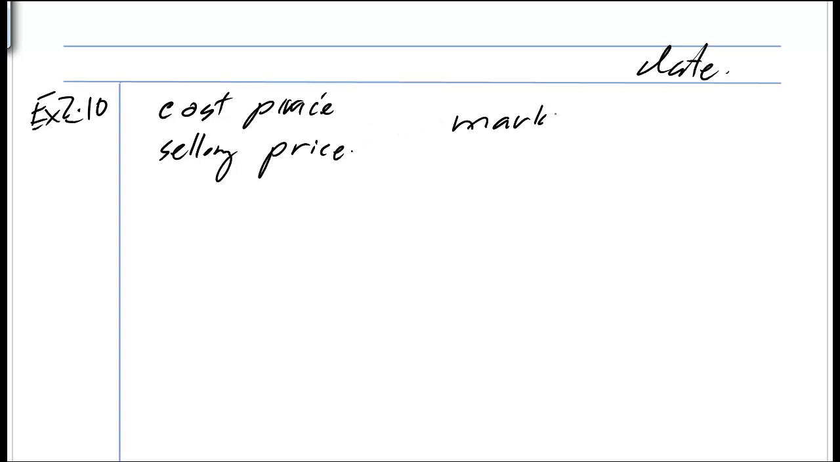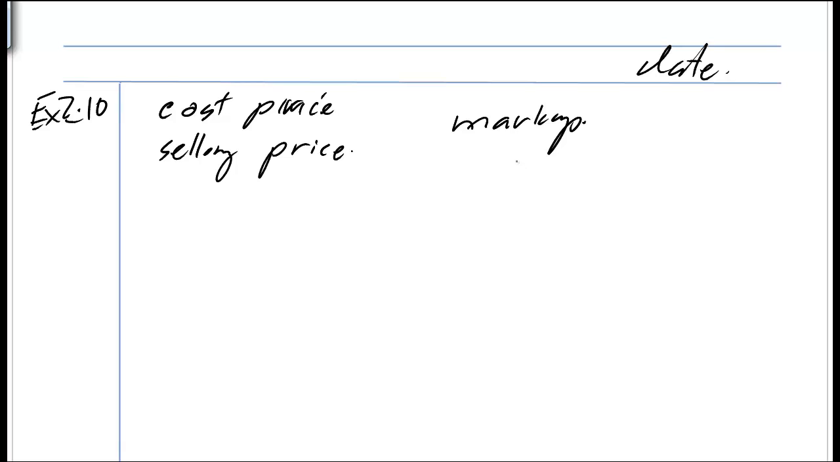Hang on, the pen stopped working. Cost price is what they buy it for. And then they sell it at the selling price. And the difference between those two is the profit, or sometimes we call it the markup.